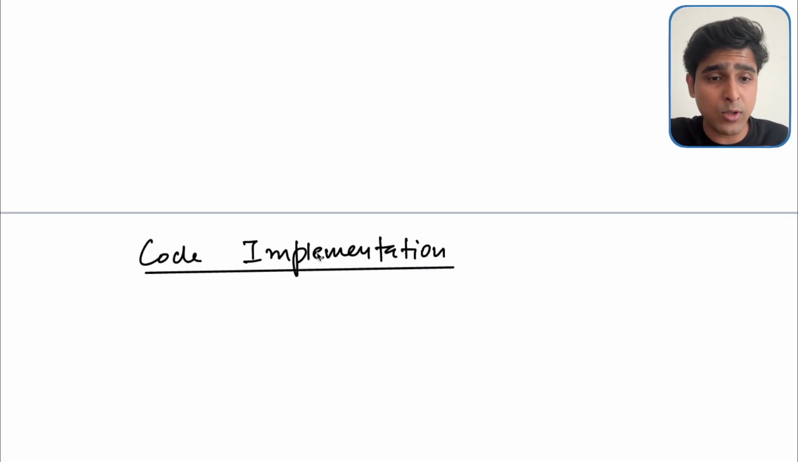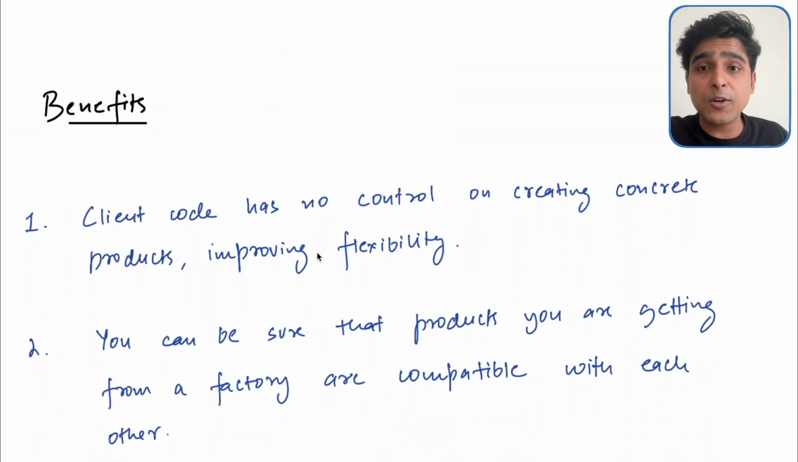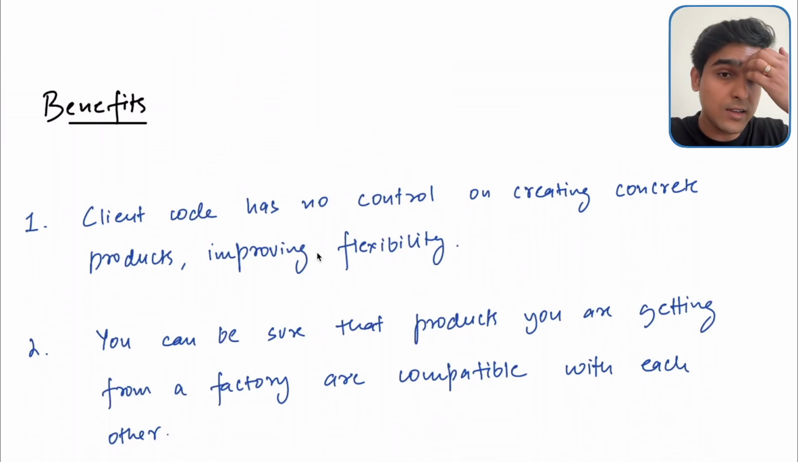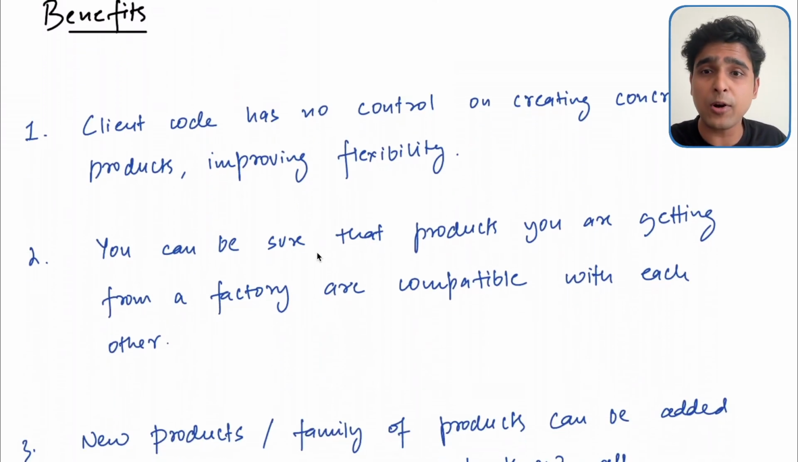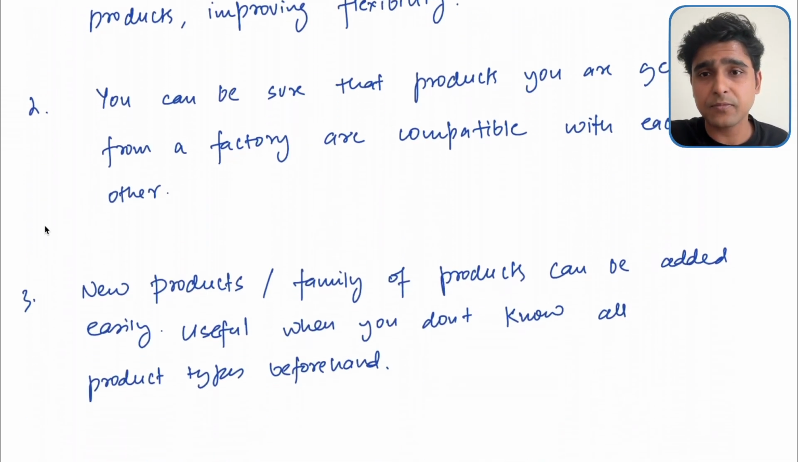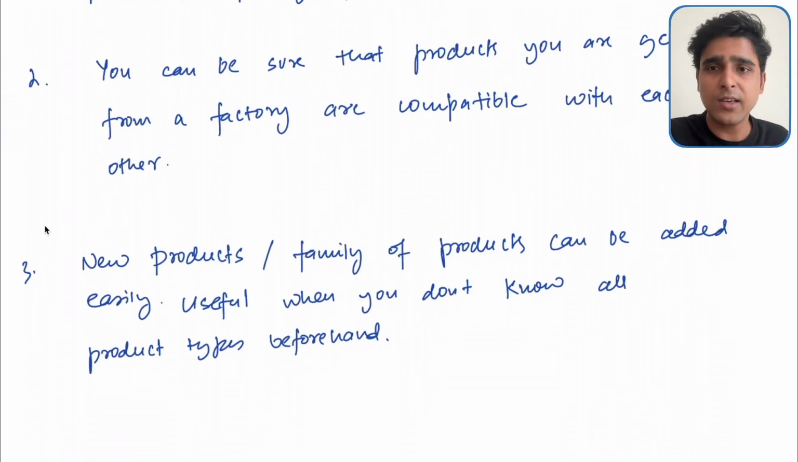So now let's come back to the final part, which is the benefit of this. So first benefit is client code has no control on creating the concrete products, which improves your flexibility. And the second is you can be sure that the products you are getting from the factory are compatible with each other, because the factory will always create products of the same variant. All the products are nicely grouped together, and new products and families of products can be added easily. So it is useful when you don't know all the product types beforehand. All of this we have seen practically in the code. So that makes sense.